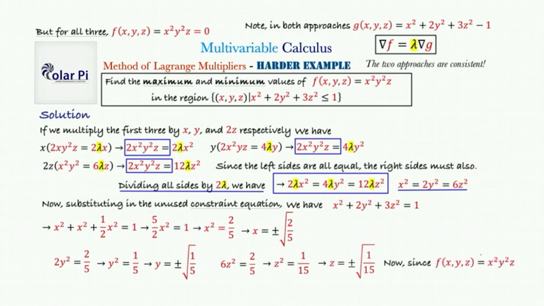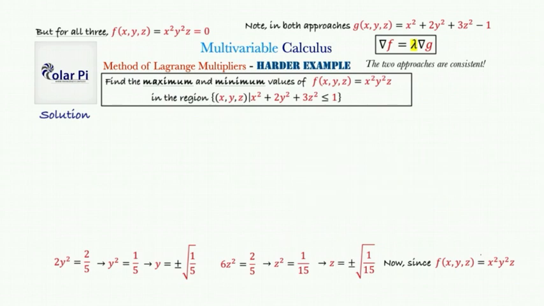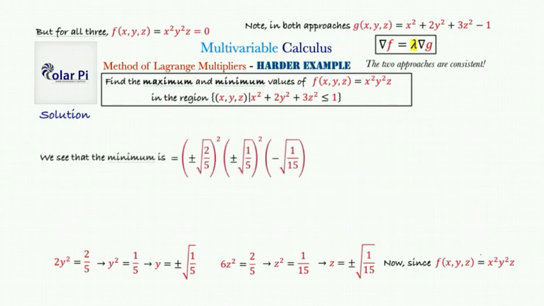And since we recall that f of x, comma, y, comma, z is this, right? All we have to do is substitute in these values and see which is biggest and which is smallest. What am I saying? I'm saying this. Let's make space, and we see that the minimum is this.